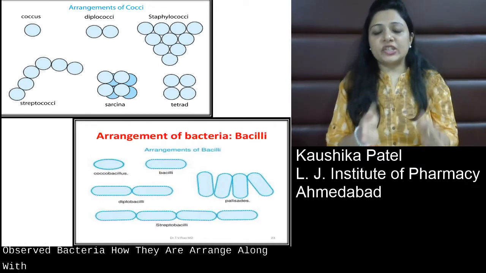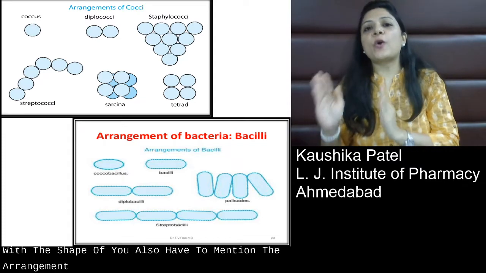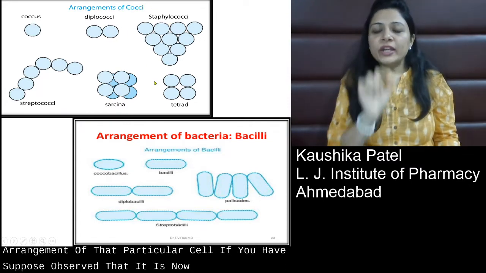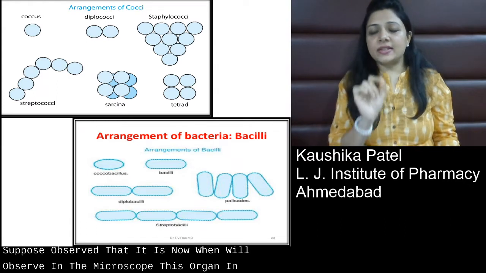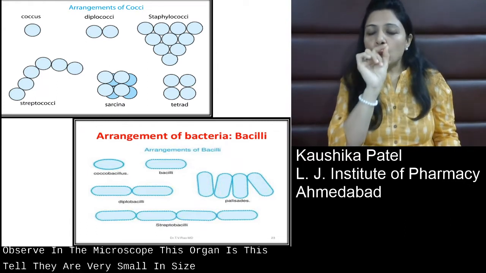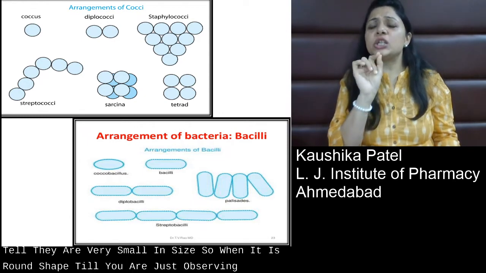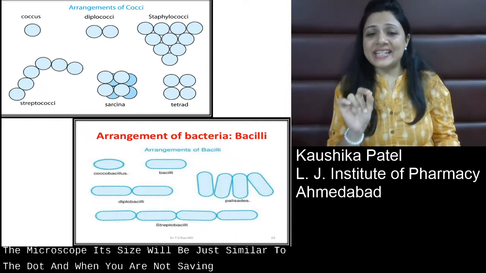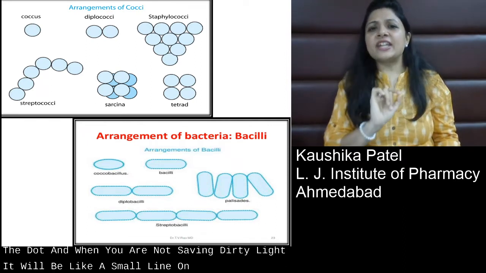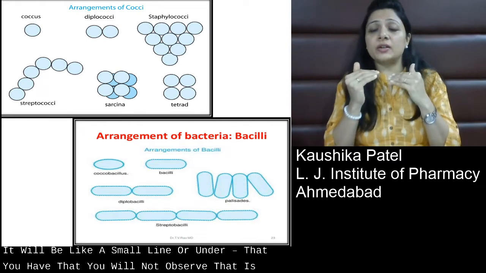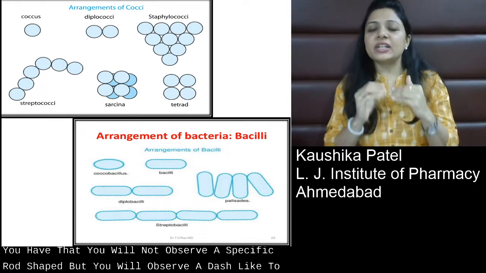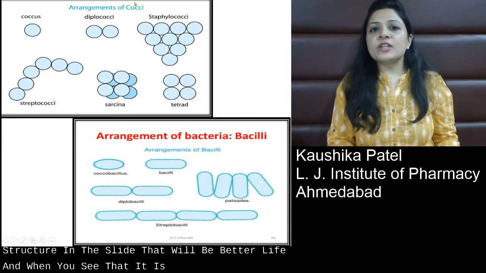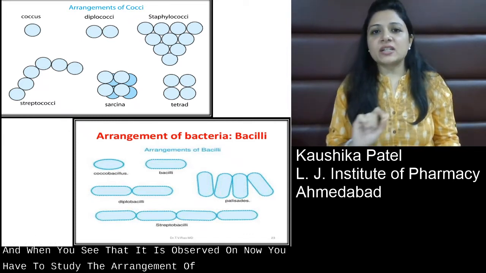Now along with the shape, you also have to mention the arrangement of that particular cell. Okay, so suppose you have observed that it is cocci. Now when you observe in the microscope, these cells are very small in size. So when it is a round shaped cell, you are just observing a dot in the microscope. Its size will be just similar to the dot. And when you are observing bacilli, it will be like a small line or a dash. You will not observe a specific rod shape, but you will observe a dash like structure in the slide. So that will be bacilli. And when you see a dot, it is cocci. So suppose you have observed a dot.